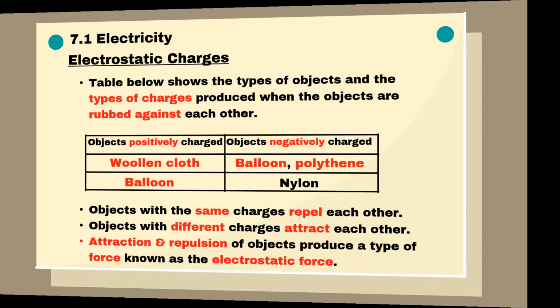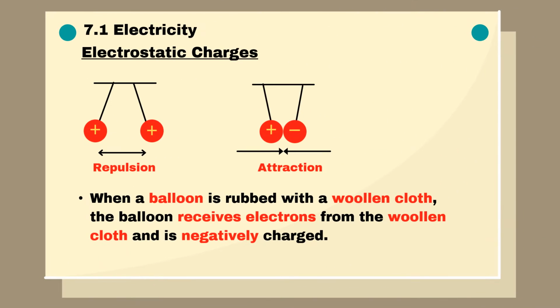Next page. When there are the same charges, they will repel each other. Then the repulsion will occur. When there are different charges joined together, they will attract each other. Attraction will occur.